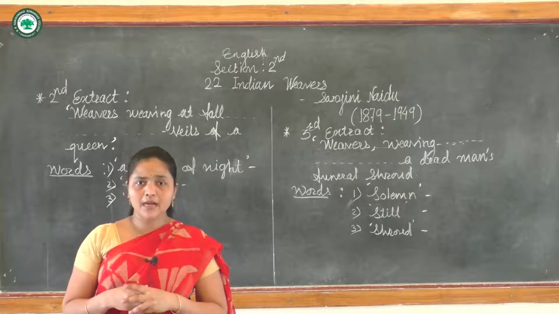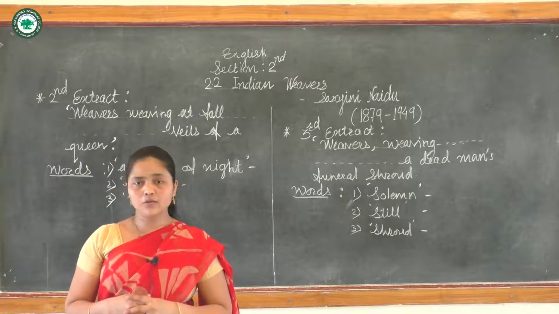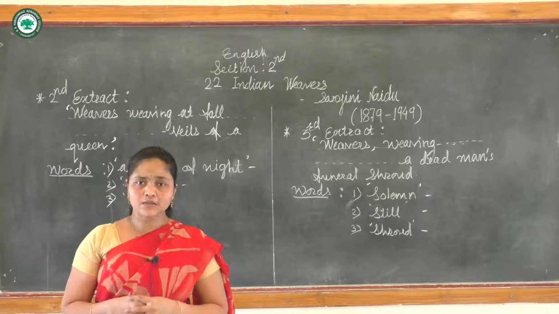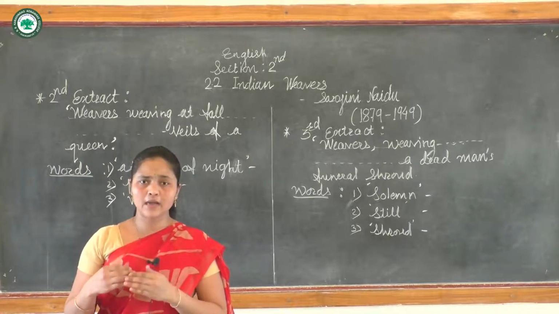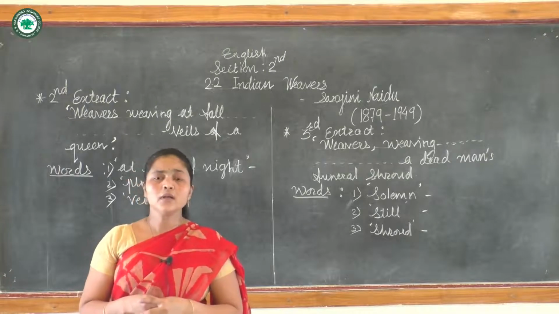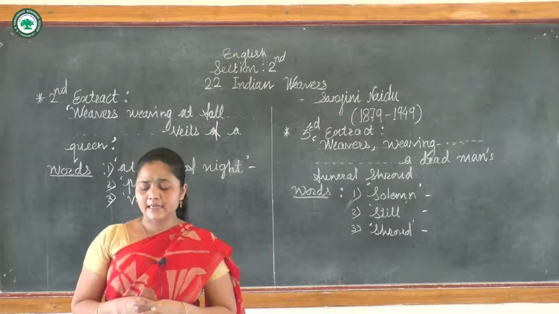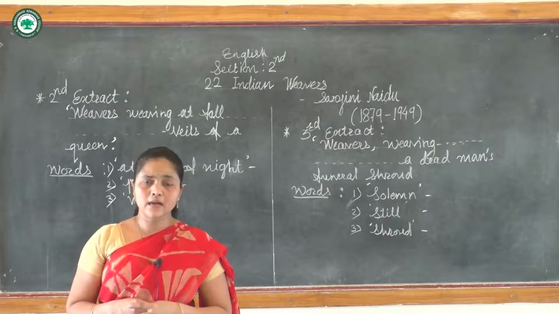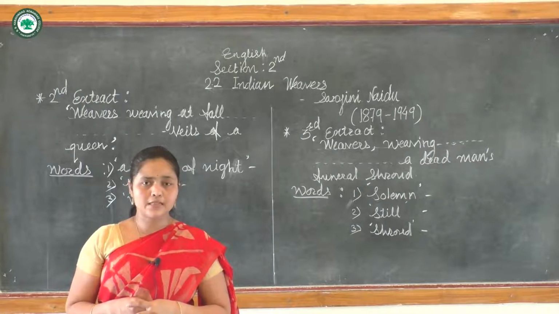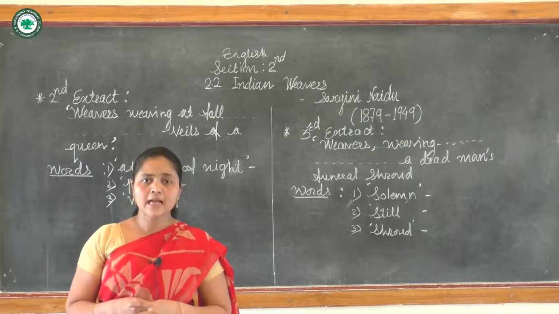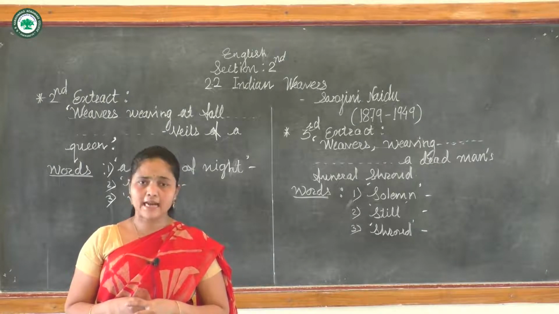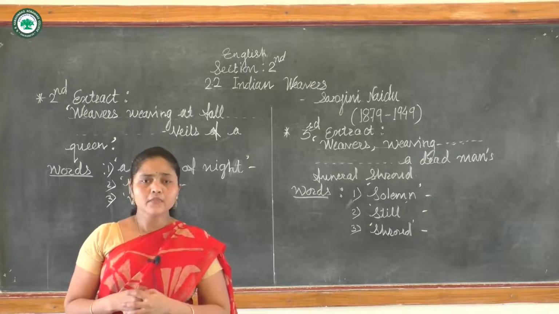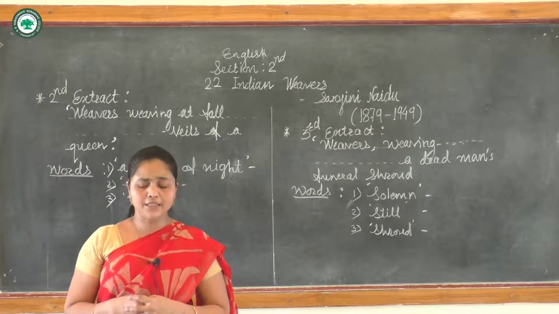Now this much only about the poem. Now we are going to see the pattern of the poem. As all of you knew, we have covered all the extracts of the poem. In all these extracts, the first two lines are the question asked by Sarojini Naidu to the Indian weavers, and in each extract the last line is nothing but the answer given by the Indian weavers to Sarojini Naidu's question.